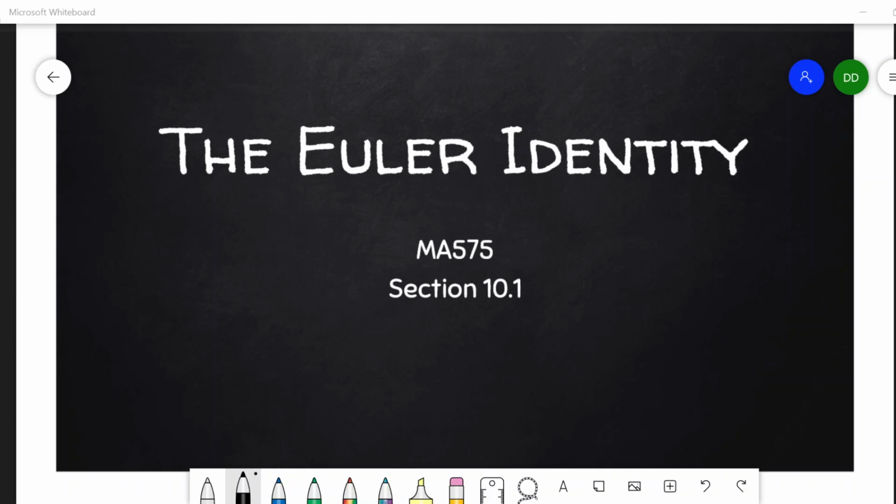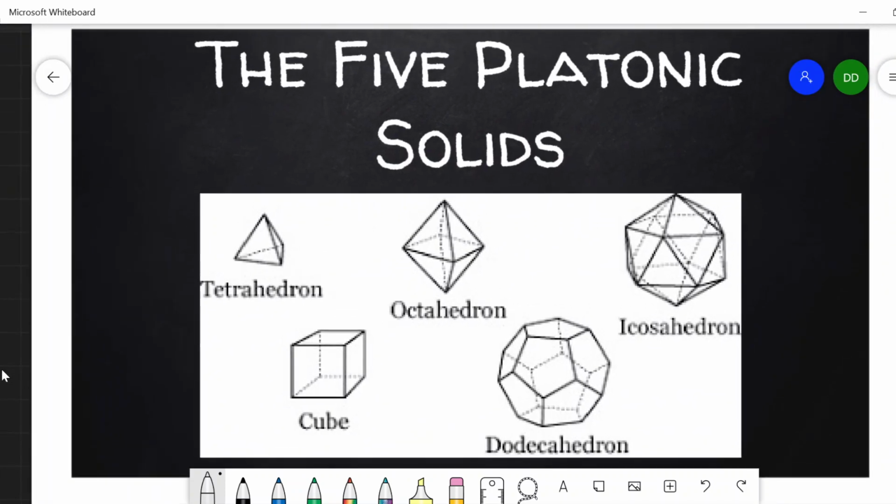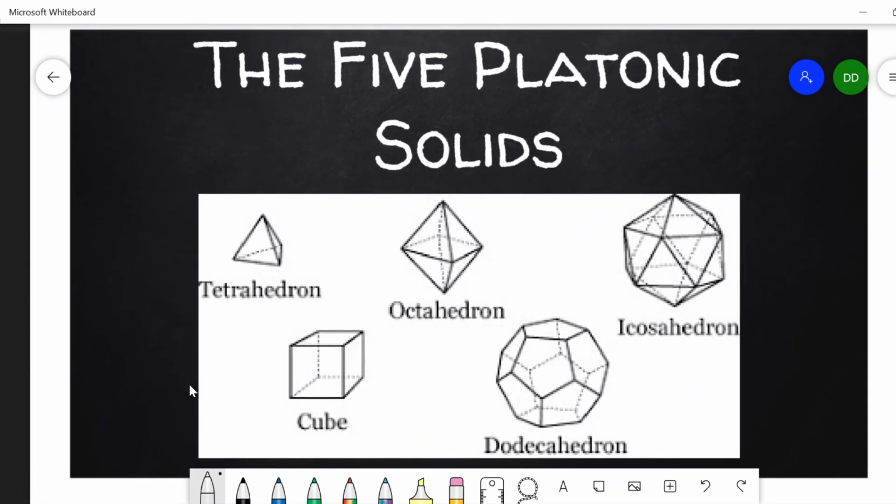In this video, we begin chapter 10 of our text. In particular, we look at the Euler identity. And more specifically, in this video, we'll take a look at some geometry, and we'll see a connection to graph theory. So we begin with the 5 Platonic solids, or the 5 regular polyhedra.